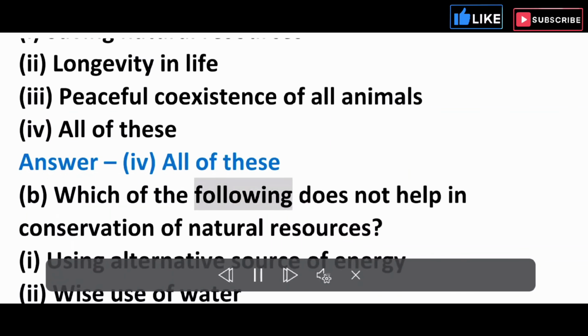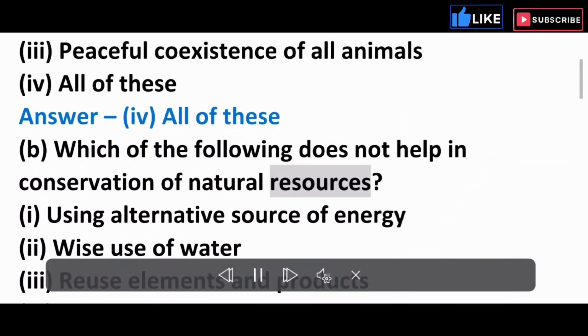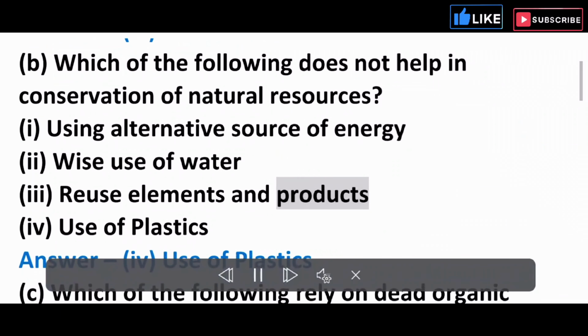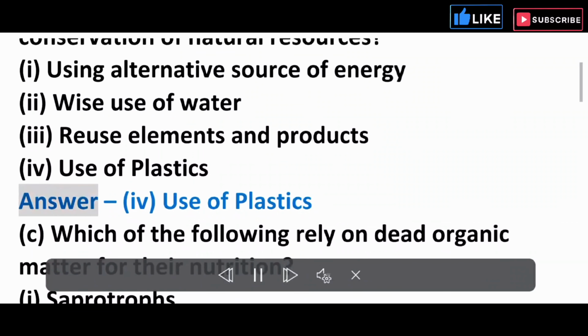B. Which of the following does not help in conservation of natural resources? I. Using alternative source of energy. II. Wise use of water. III. Reuse elements and products. IV. Use of plastics. Answer: IV. Use of plastics.